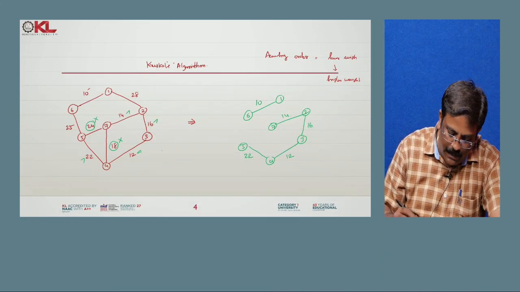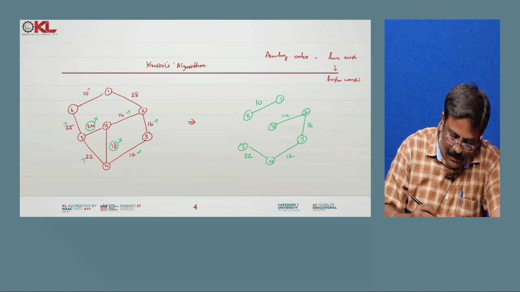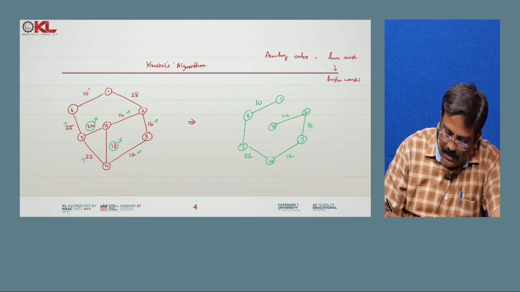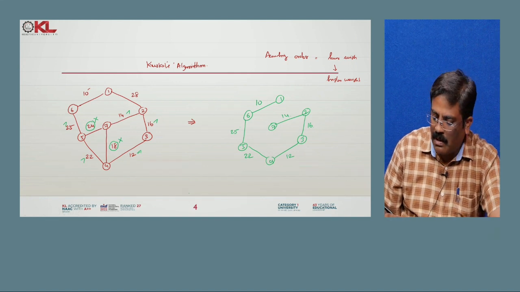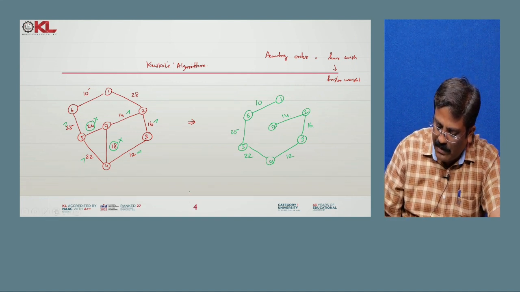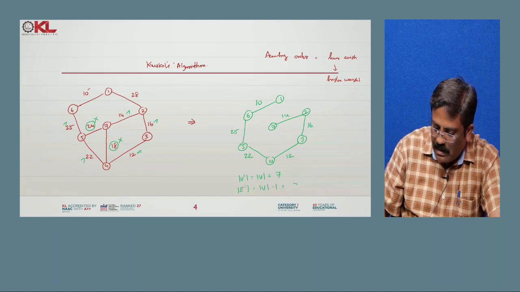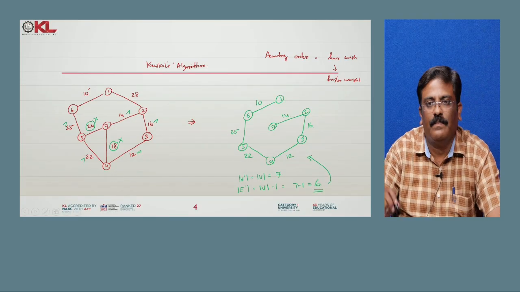So what is going to be available, comparing the 25 and 25? This is minimum, 25 is minimum. So we can choose 6 to 5, that is nothing but 25. So according to the minimum spanning tree, we know that V dash is nothing but V, that is equal to 7, and E dash is nothing but V minus 1, that is 7 minus 1 equal to 6. Yes, of course it is satisfied.